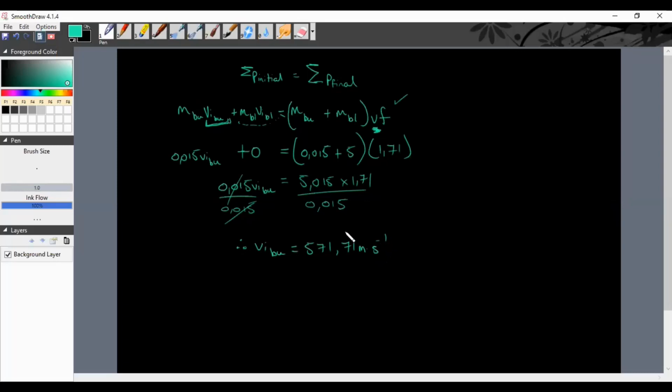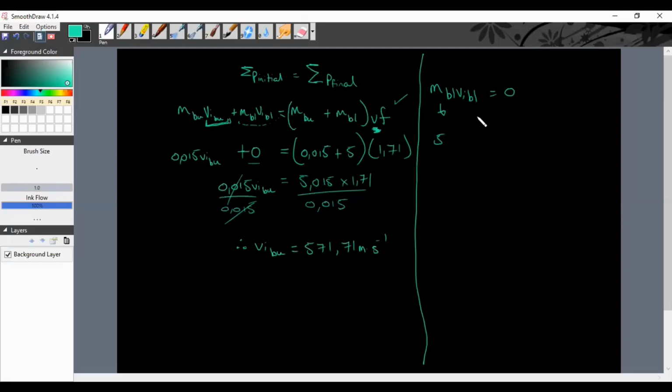I got a question, yes? Can you explain why it's plus 0? This one here? Yeah. Okay. Cool. So the reason why this whole mass of the block times VI of the block is equal to 0 is because we know that the mass of the block was equal to 5 kilograms, correct? We're happy with that part.